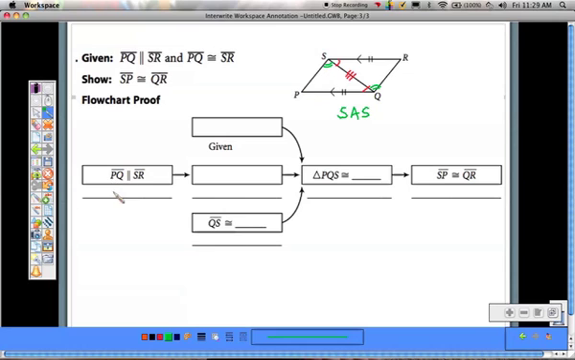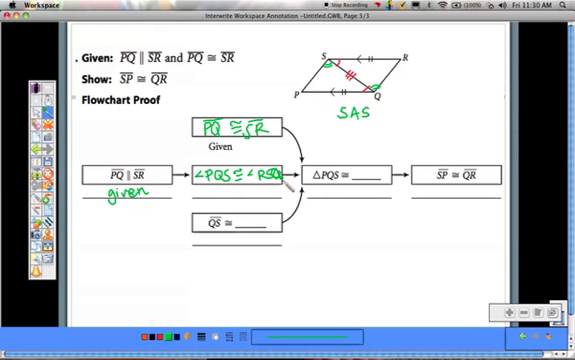Okay, so first, this was given: the two parallel lines. What else was given? Well, PQ is congruent to SR, that was given. And because we had parallel lines, we know the alternate interior angles were congruent, so angle PQS is congruent to angle RSQ.